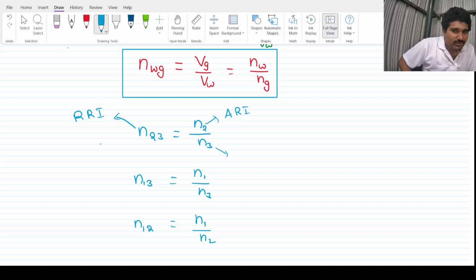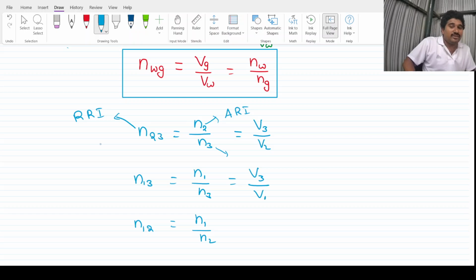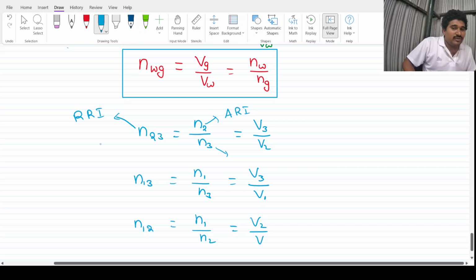Sir, write another formula, sir. Which is equal to, observe well, V3 by V2 inverted, which is equal to V3 by V1, which is equal to V2 by V1. Understand? Is that clear?